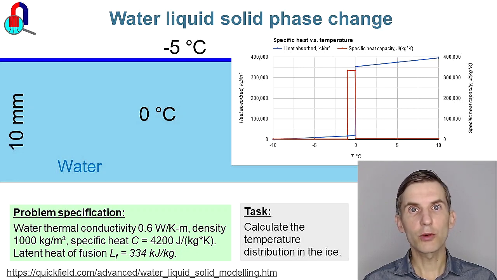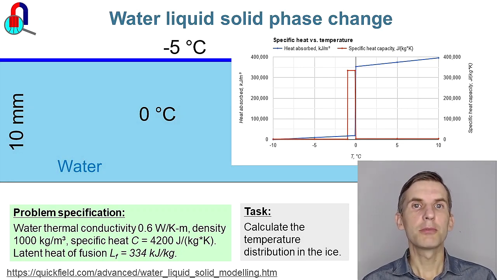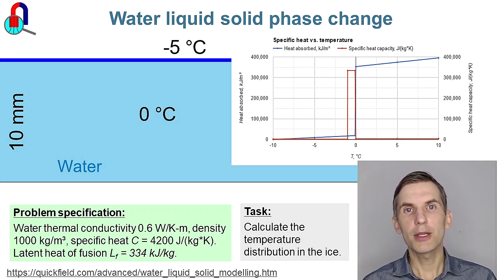You need to apply extra work to solidify the water. This work, this energy, is called the latent heat of fusion. In this example, we're going to simulate this conversion process of the water already cooled down to 0 degrees Celsius. To take into account the latent heat of fusion, I'm going to modify the specific heat versus temperature dependency. I will add the step in the dependency, and the area below the step corresponds to the latent heat of fusion value. Okay, let's start QuickField and see how it could be done.